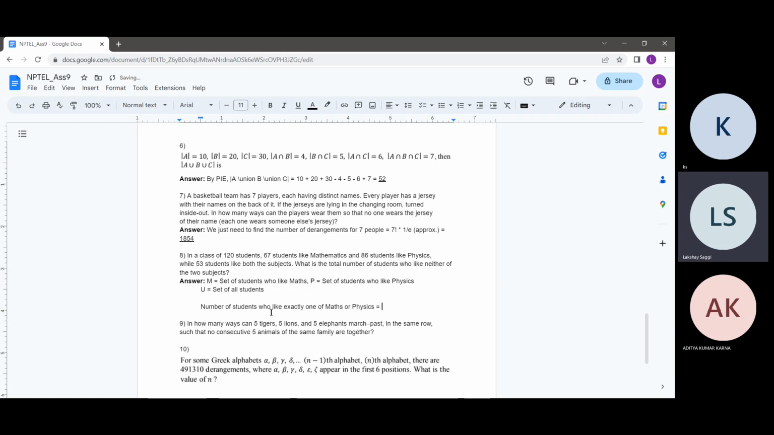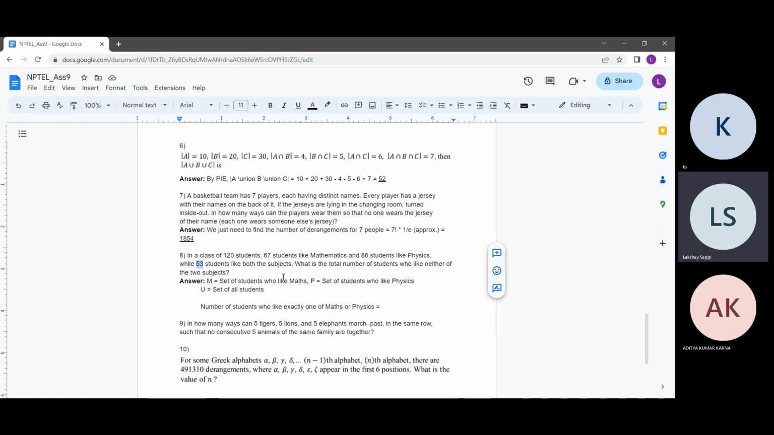First of all, let's try to find the number of students who like exactly one of maths or physics. Let's see the universal set. There are 120 students. I can partition the students into those who like exactly zero subjects, which is the number I need to find, those who like neither of the two subjects; those who like exactly one subject, either maths or physics, and I don't know that value; and the third component, the number of students who like both the subjects, which I've been given as 53, right?